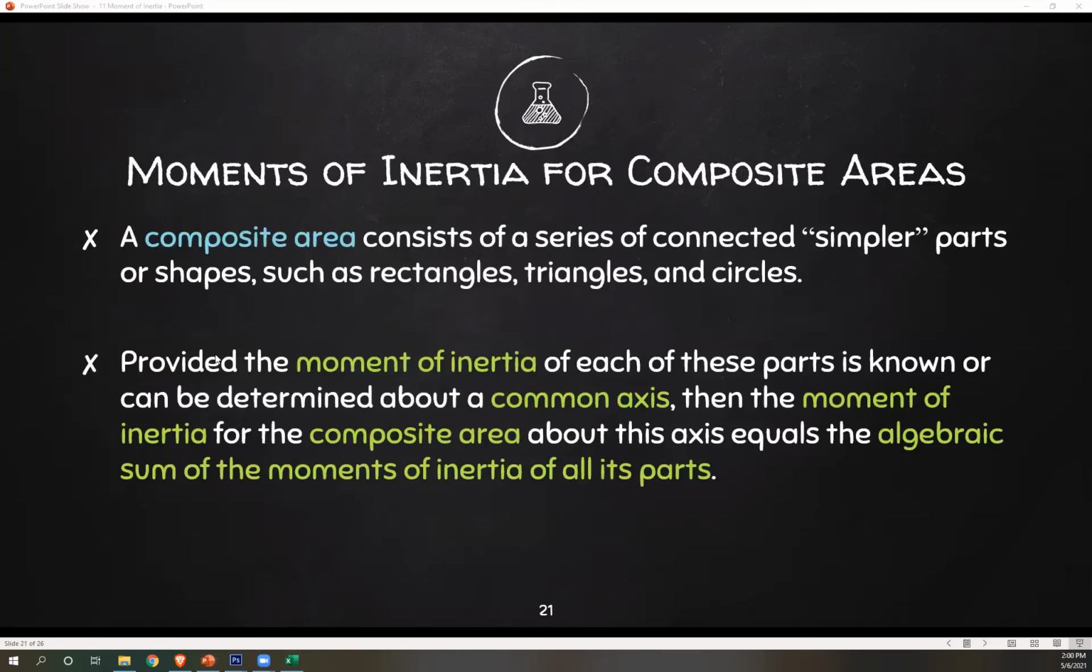So a composite area, you already know this, is a combination of areas. It consists of a series of connected simpler parts or shapes, such as rectangles, triangles, and circles. Provided the moment of inertia of each of these parts is known, or can be determined about a common axis, then the moment of inertia for the composite area about this axis equals the algebraic sum of the moments of inertia of all of its parts. Algebraic sum means for shaded areas, it's positive. For empty spaces, it's negative. Same with your centroids and center of gravity.